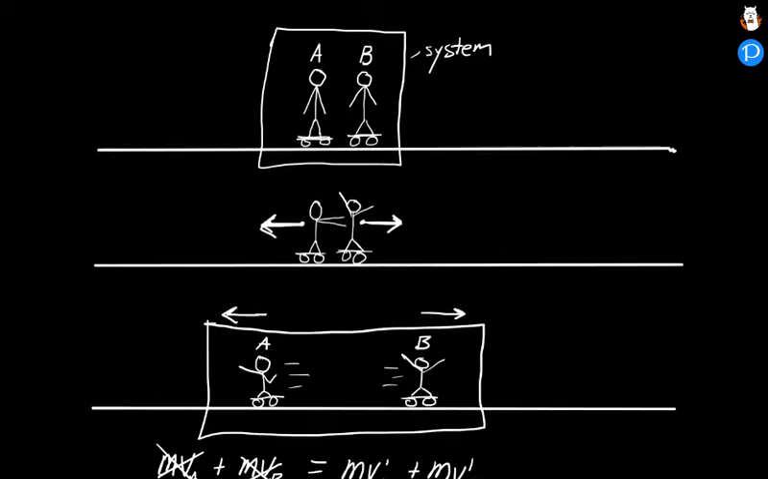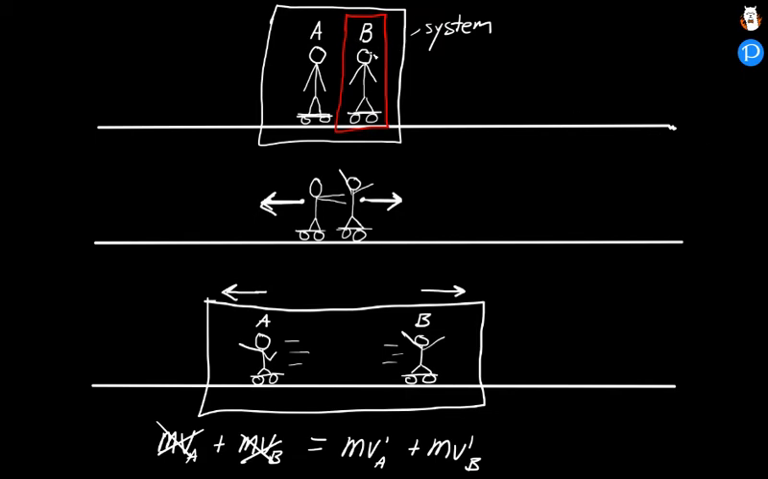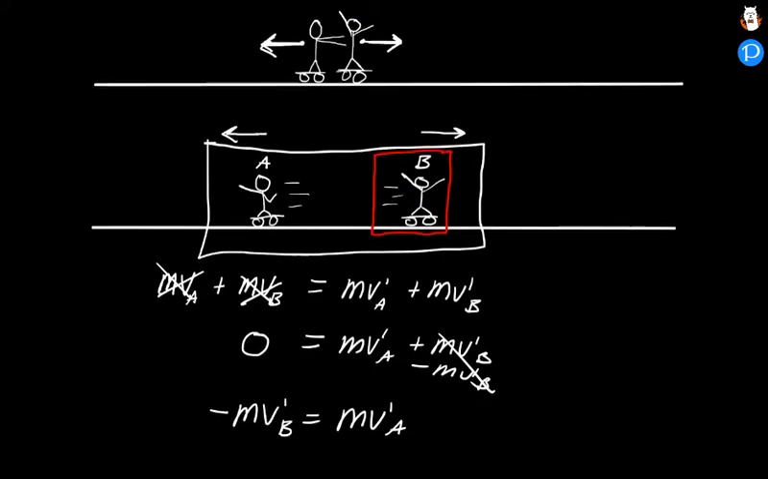But now let's think about it like this. If I were to say the system is just guy B here, now we can see how at the beginning he's got zero momentum, not moving, but in the end he definitely has a momentum going in this direction because of this external force, because now guy A is an external force instead of an internal force. And so if we look at that, we would definitely have a momentum in the end.